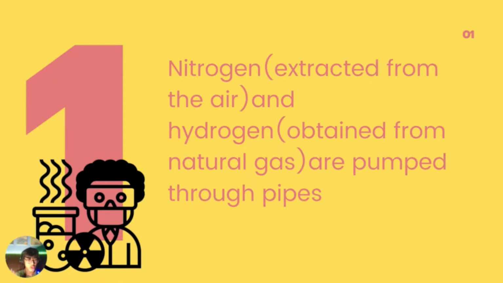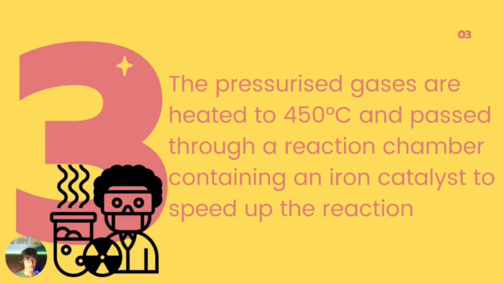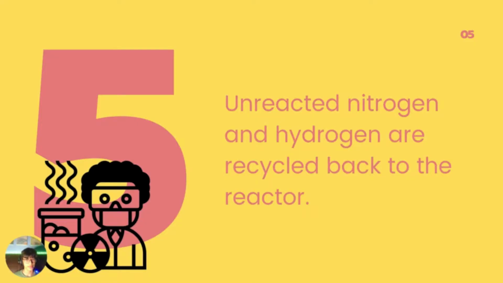1. Nitrogen extracted from the air and hydrogen obtained from the natural gas are pumped through pipes. 2. The pressure of the mixture of gases is increased to 200 atmospheres. 3. The pressurized gases are heated to 450 degrees Celsius and pass through a reaction chamber containing an iron catalyst to speed up the reaction. 4. The reaction mixture is cooled so that ammonia liquefies and can be removed. And then the final step, unreacted nitrogen and hydrogen are recycled back to the reactor.